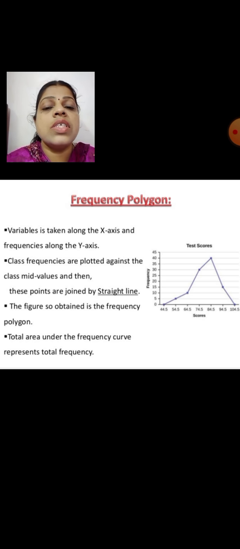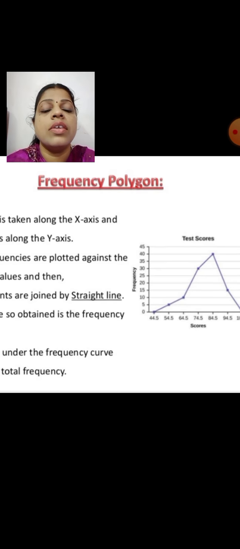Here variables are taken along the x-axis and their frequencies are represented on the y-axis, and the class frequencies are plotted against the class mid values, and all these points are joined by straight lines, and the figure so obtained is the frequency polygon.